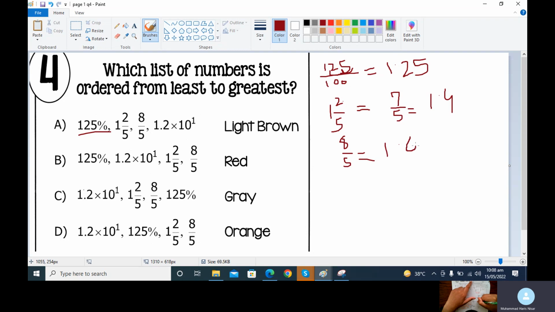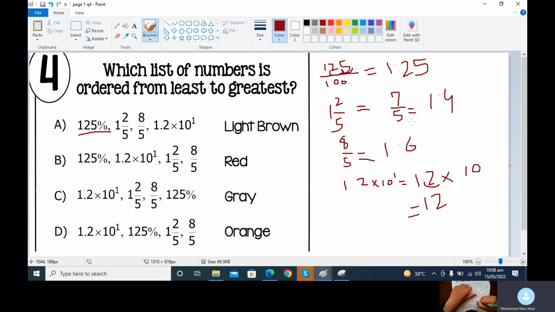Then you have 1.2 multiplied by 10 raised to power 1. So it means 1.2 multiplied by 10 raised to power 1, which means 10. And when you multiply it, it will be equal to the value.